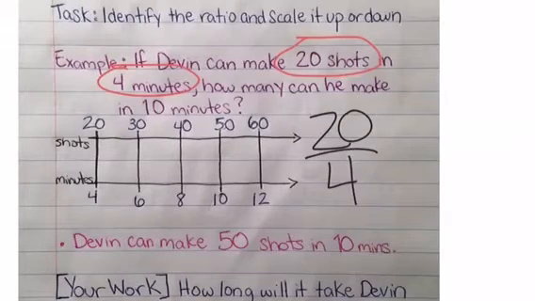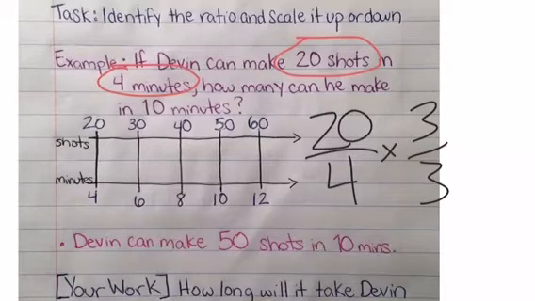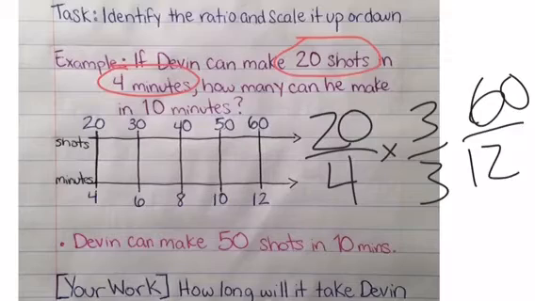And now our task tells us that we just need to scale it up or scale it down. In order to scale it up, you know just as well as I that you multiply by some number over some number. It can be anything. We could say 3 over 3. So 20 times 3 is 60, and 4 times 3 is 12. So there we have it. That's a scaled up ratio.